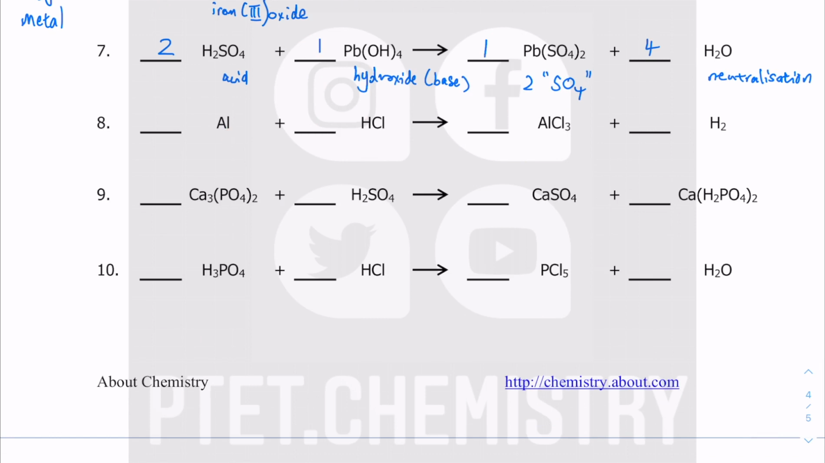The next one is a metal acid reaction, giving you salt and hydrogen gas. So if I have 1 of these, then I've got 1 aluminium, and I've got 3 chlorine, so 3 HCl. I've got 3 hydrogen atoms. We need 3 hydrogen atoms, not molecules. This is a molecule. Something times 2 gives me 3. It has to be 3 over 2.